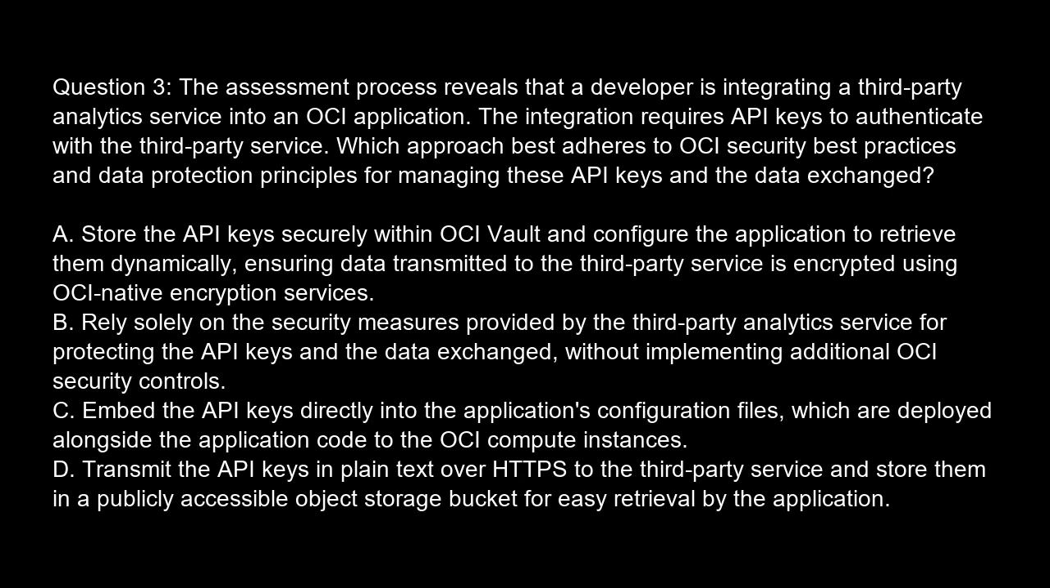Option C. Embed the API keys directly into the application's configuration files, which are deployed alongside the application code to the OCI compute instances. Option D. Transmit the API keys in plain text over HTTPS to the third-party service, and store them in a publicly accessible object storage bucket for easy retrieval by the application.